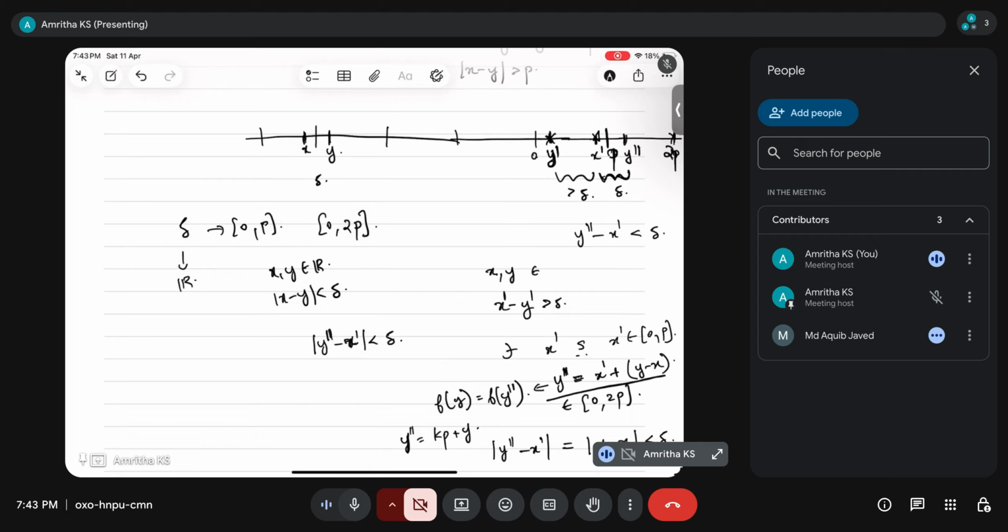You know that you would get y dash, right? Then add p to it to get y double dash. No, you are not taking p. You are adding y minus x. It is the same. I cannot understand. See, it is the same distance.